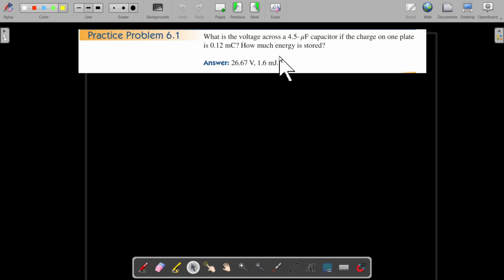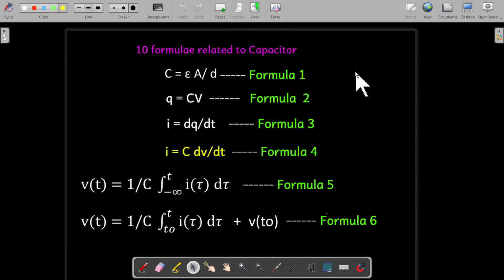Hello everybody. In this video, we are going to solve a problem from Fundamentals of Electric Circuits by Alexander and Sadiku, 5th edition. This is practice problem number 6.1. In this problem, the first question is to find the voltage across the capacitor, and the second question is how much energy is stored.